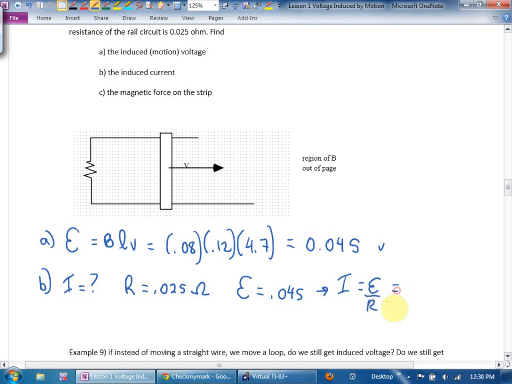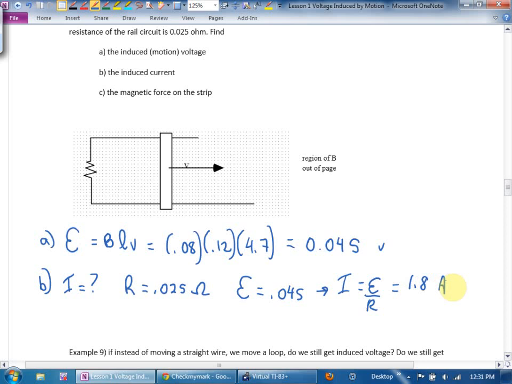Even though we have a very, very small voltage, how many amps of current would this system generate? I think higher than that. I think 1.8, isn't it? I think you divide it by 0.025 instead of 0.25. It's 1.8. Which is a pretty good current. Like, that would shock you.